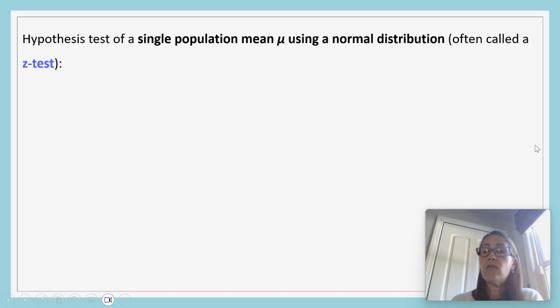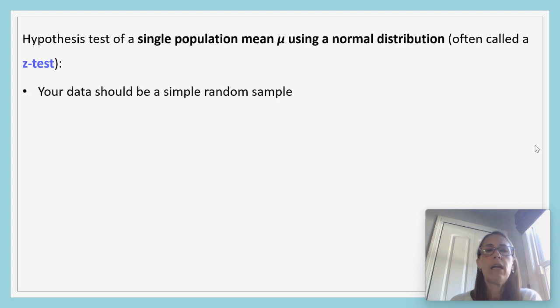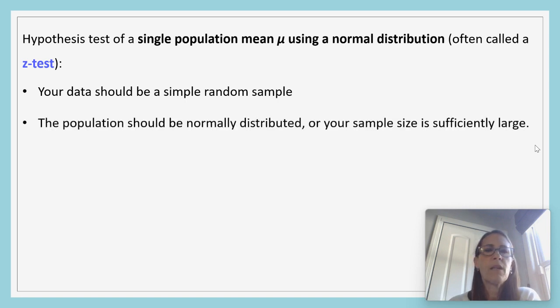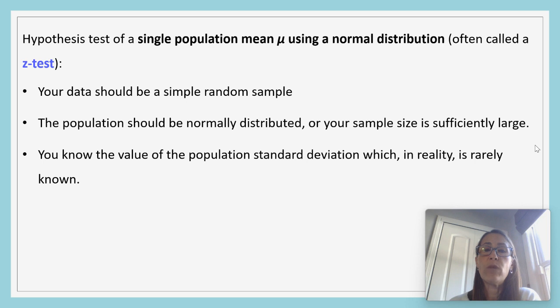So hypothesis test for a single population mean using a normal distribution. This is often called a z-test, because remember we use the z-score. In this case, our data should be a simple random sample, or from a simple random sample. The population should be normally distributed, or our sample size is sufficiently large. And we know the population standard deviation, which in reality is rarely known.